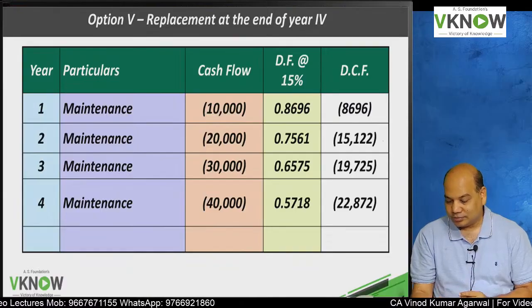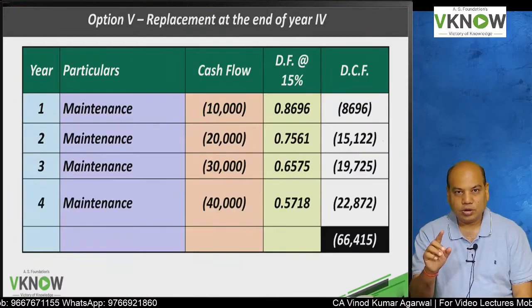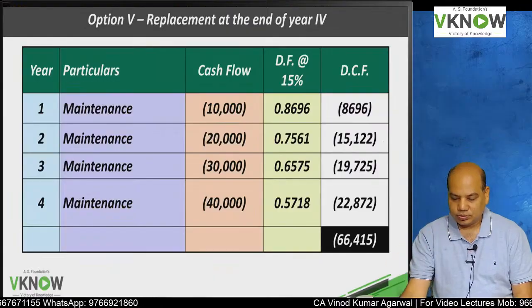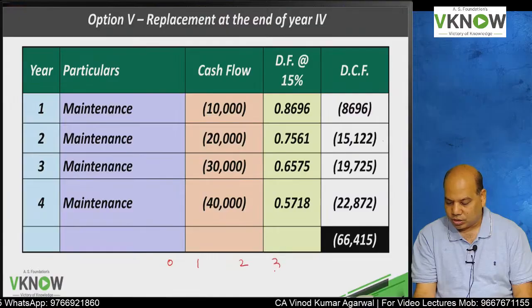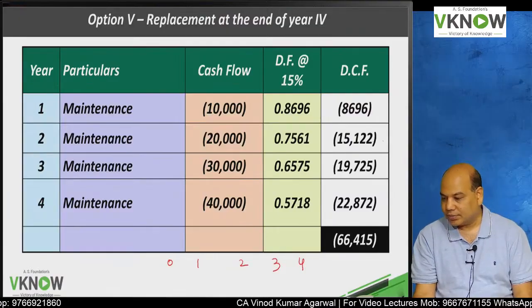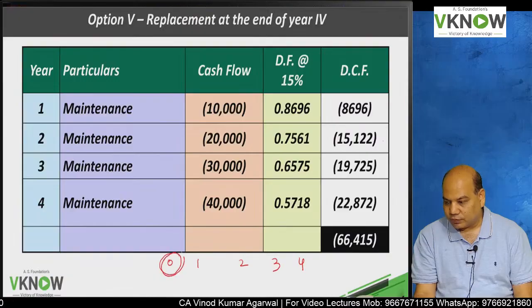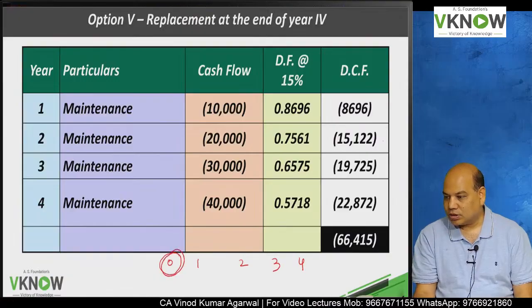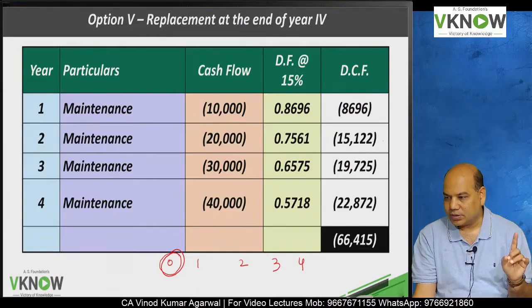Is it right? So the answer is 66415 negative. Now you have got all the answers with you. If you replace in year 0, 1, 2, 3, 4, search for the lowest answer, where you have the lowest outflow. Can you answer where you have the lowest outflow? Compare all the 5 answers.